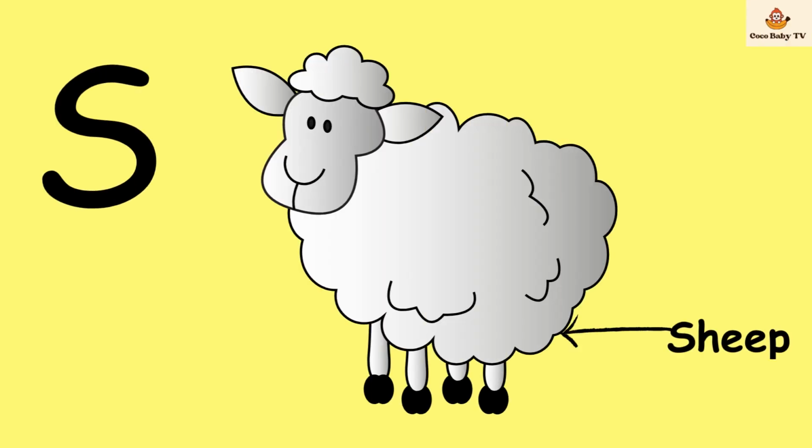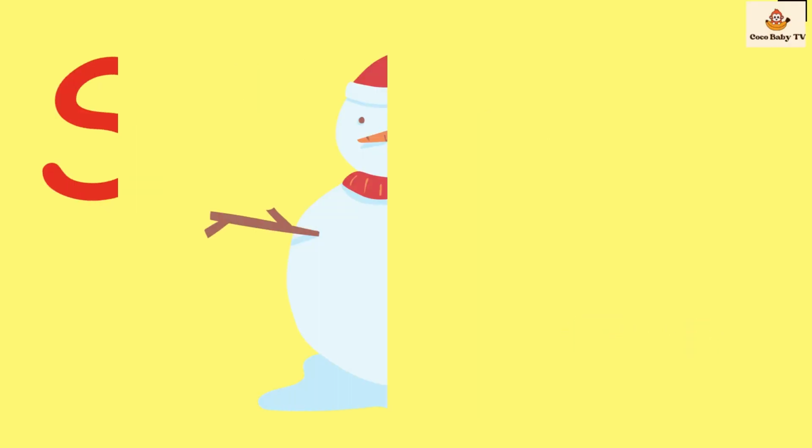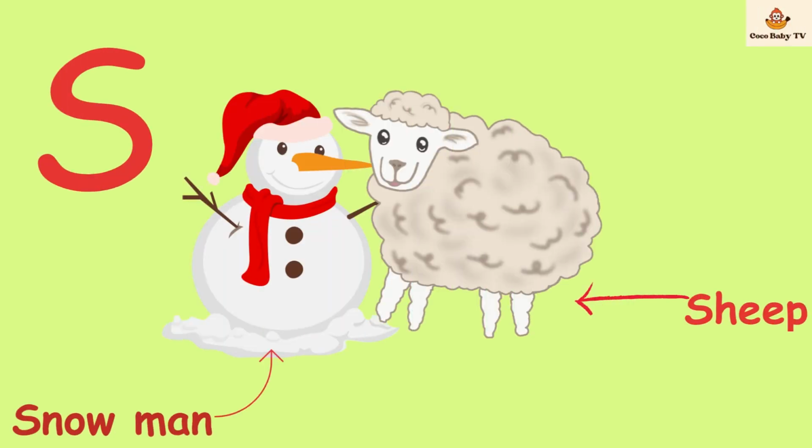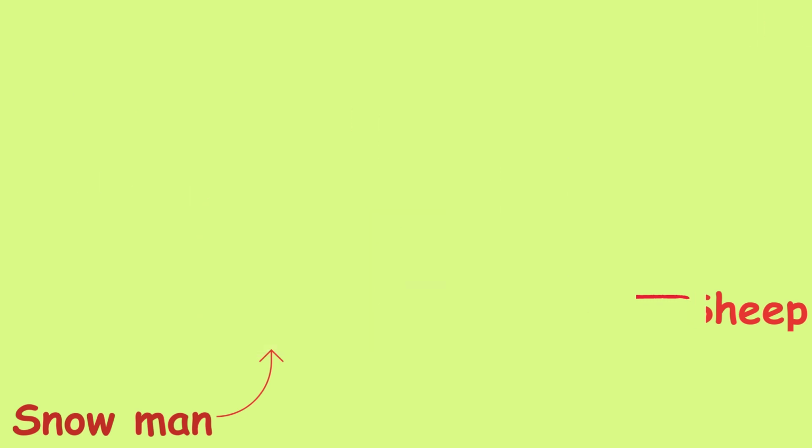S is for sheep. S is for snowman. S is for sheep. S is for snowman. Sheep stands with a snowman.